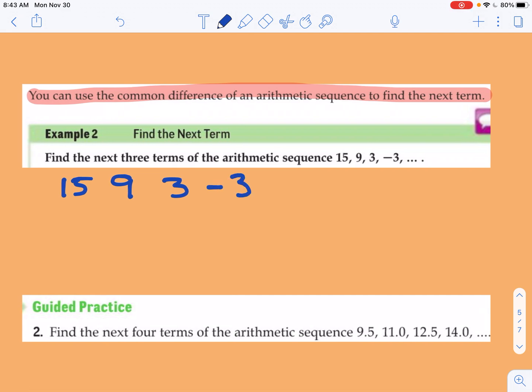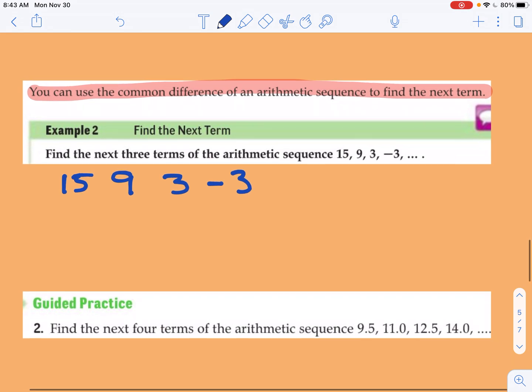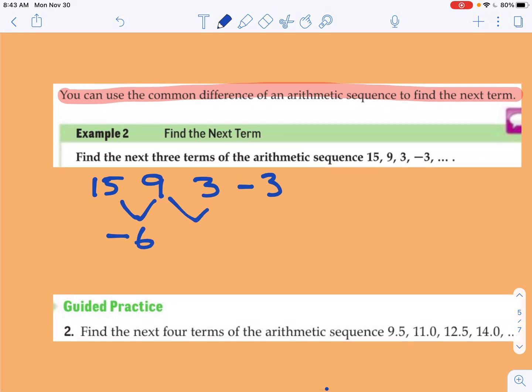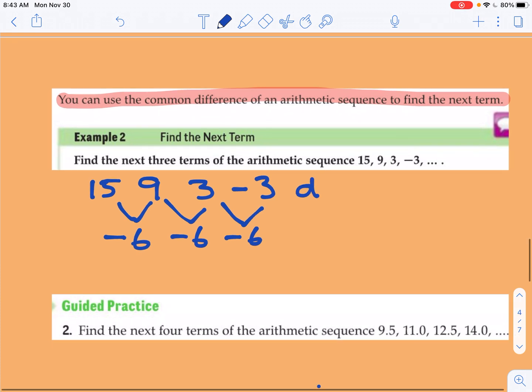we've got 15, 9, 3, and negative 3. Well, to go from 15 to 9, it looks like we are dropping 6, so we've got negative 6. Go from 9 to 3, you're dropping another 6, you're going down. And then from 3 to negative 3, you're going down another 6. So your common difference, which we're going to call D, is negative 6.